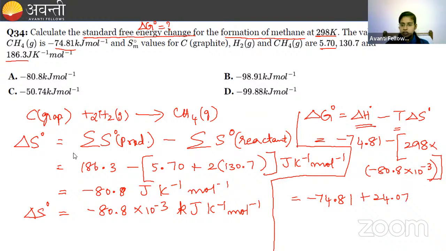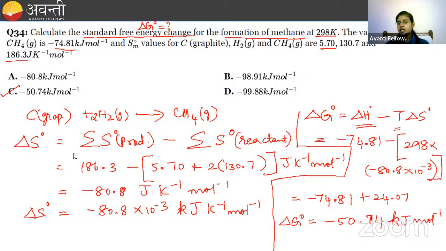So delta G naught is coming out to be minus 50.74 kilojoule per mole. So the correct answer is option C.